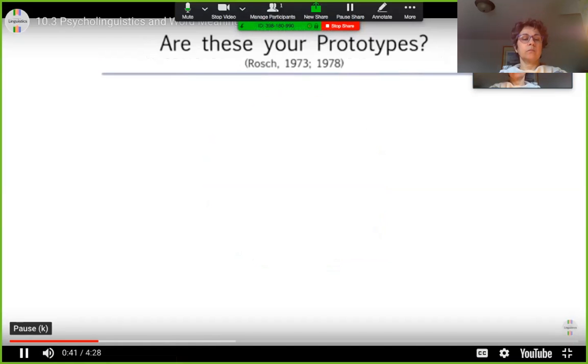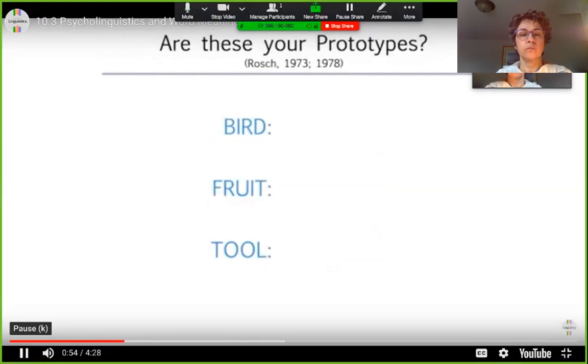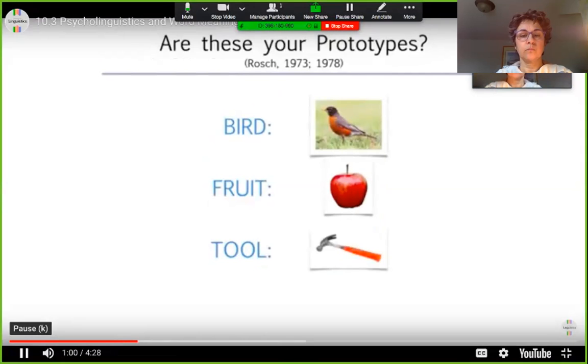When we give somebody the name of a category and ask them to name an exemplar, people from a given language community are remarkably alike in the first things they name as exemplars. If your mental grammar for English is like mine, then perhaps your prototypical bird is a robin. Maybe your prototypical fruit is an apple. Your prototypical tool is a hammer.